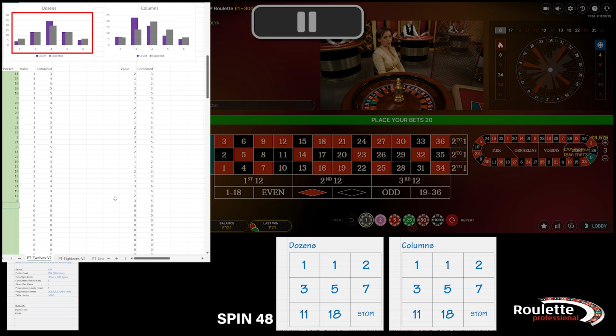What bet would you place now? It's got to be between the 4 and 5 again from the columns. Let's stick with the 5.